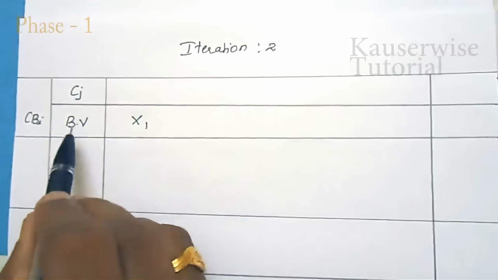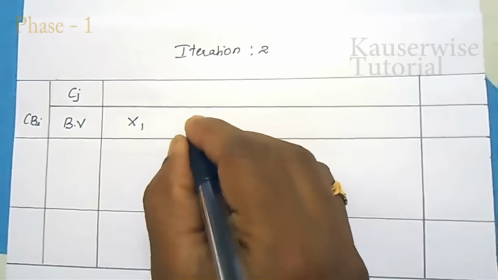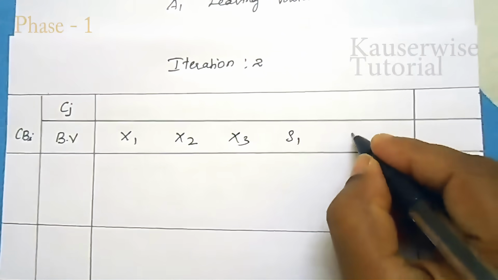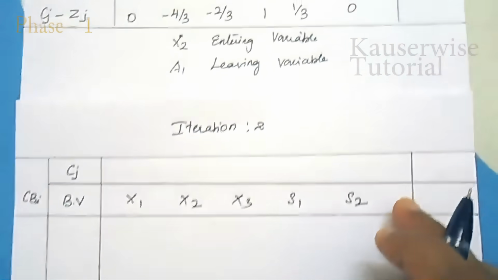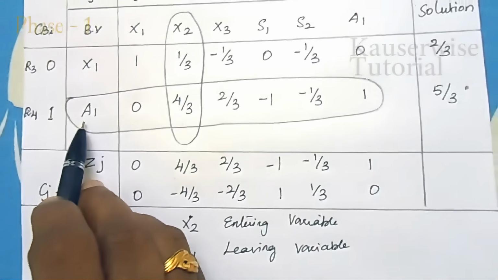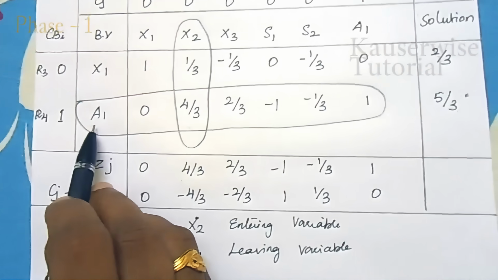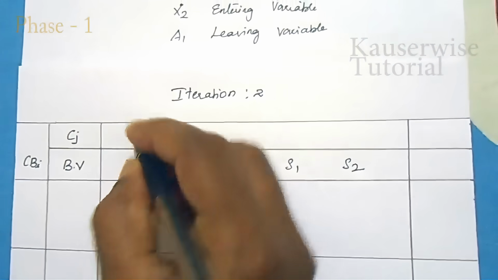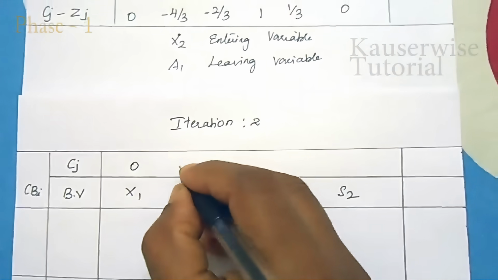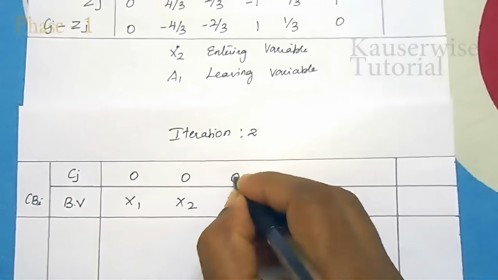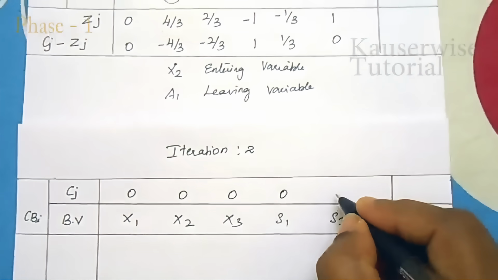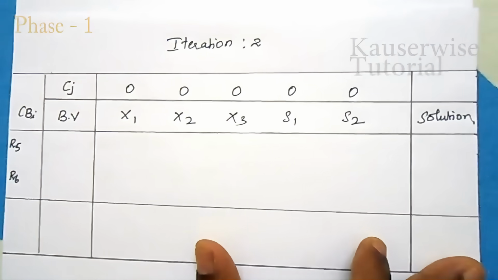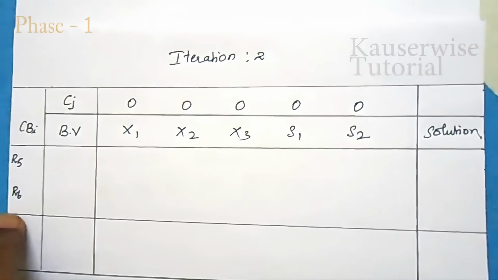Iteration 2, basic variables are x1, x2, x3, s1 and s2. We need not write a1 because a1 is the leaving variable. So we need not write a1 again. Coefficient for these basic variables: x1 0, x2 also 0, x3 0, s1 0 and s2 also 0. In the second iteration, we need to find the new values for row 5 and row 6.